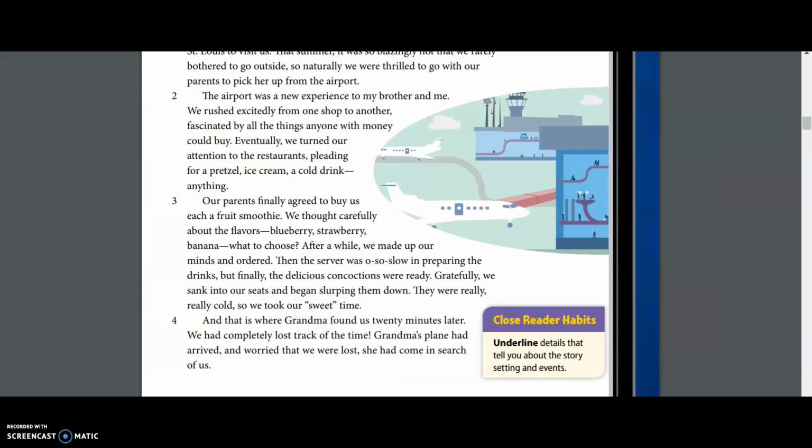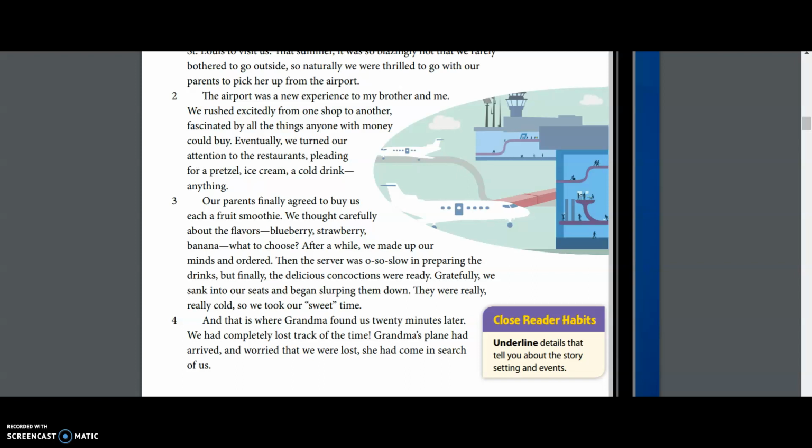Now, I just want to double check if you really did read and if you understood everything that was going on. See if you can answer these 4 questions. 1, why does the family go to the airport? I hope that you said to pick grandma up. Not only do we mention grandma several times throughout this text, but the title of the story is called Meeting Grandma. So that's a huge clue.